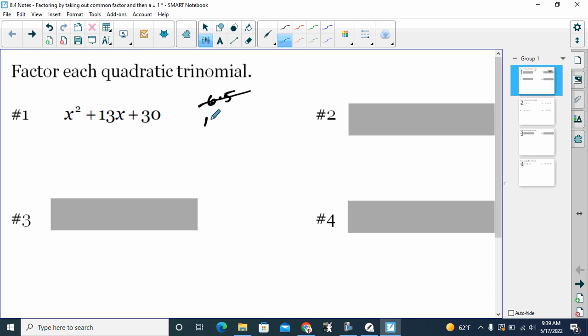Try something else. Maybe 10 and 3. 10 times 3 gives us 30. Add them gives us 13. So there's our numbers, 10 and 3. They need to multiply to positive 30, so they either need to both be positive or both be negative. To add up to 13, they should both be positive. So positive 10 and positive 3 are our numbers. So we can just jump right into our factors here. I've got x, it's positive 10, so x plus 10, and positive 3, therefore x plus 3.